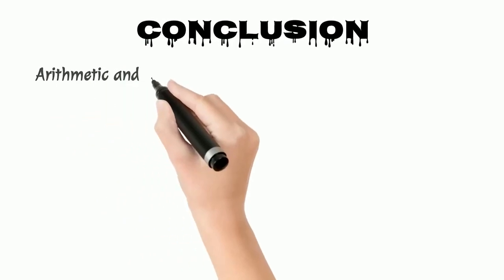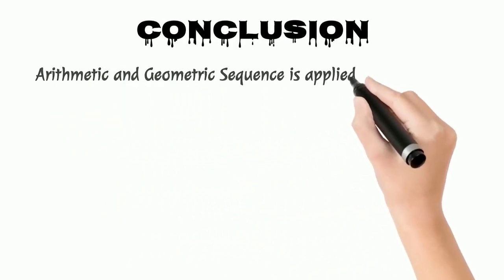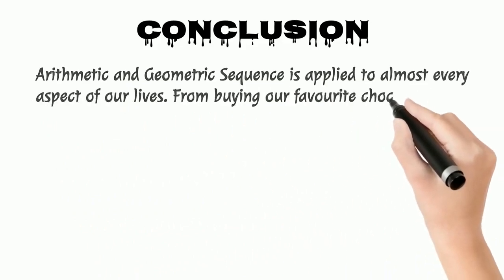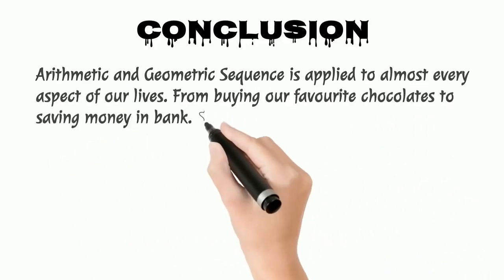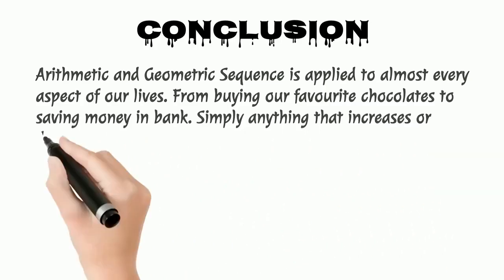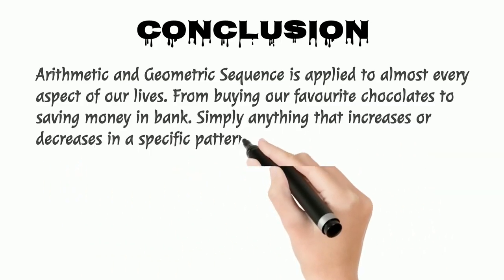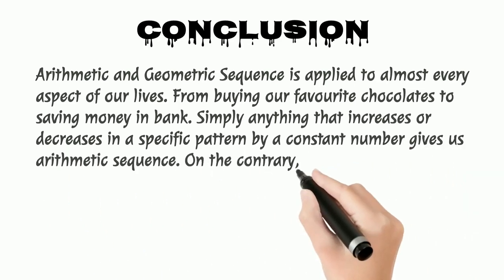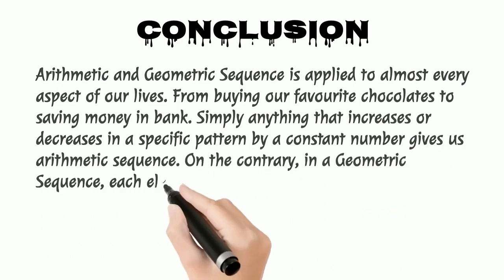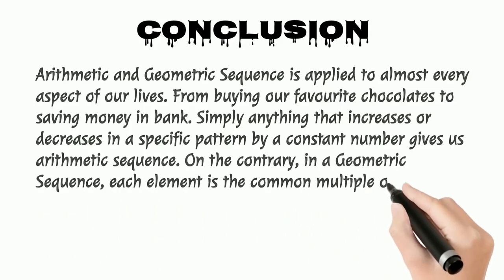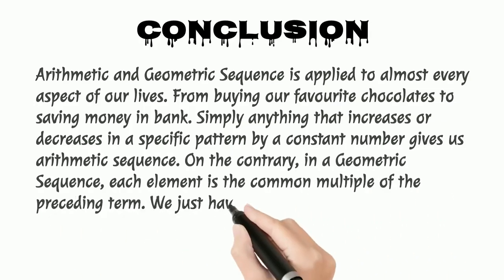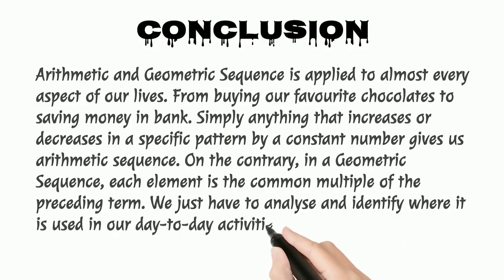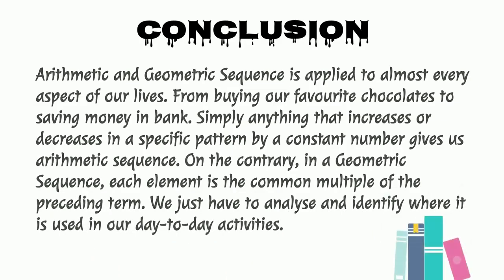For the conclusion, arithmetic and geometric sequences are applied to almost every aspect of our life, from buying our favorite chocolate to saving money in the bank. Simply anything that increases or decreases in a specific pattern by a constant number gives us an arithmetic sequence. On the contrary, in a geometric sequence, each element is a common multiple of the preceding term. We just have to analyze and identify whether it is used in our day-to-day activities.